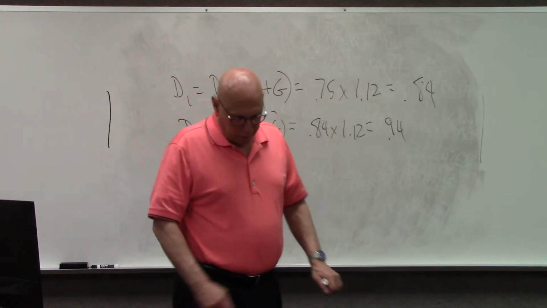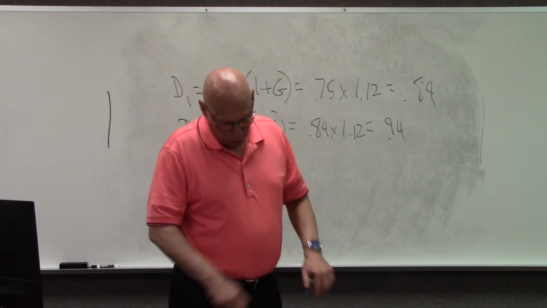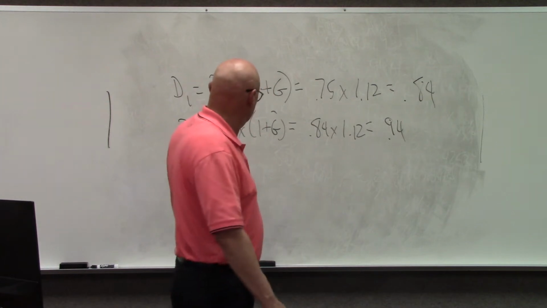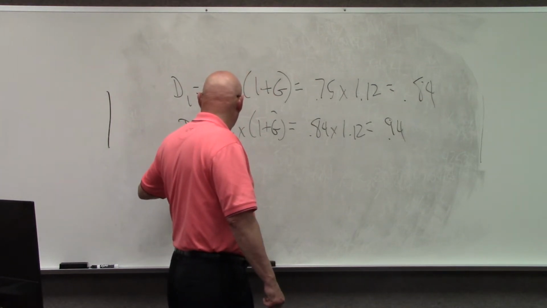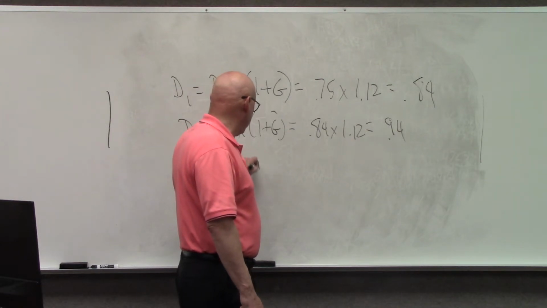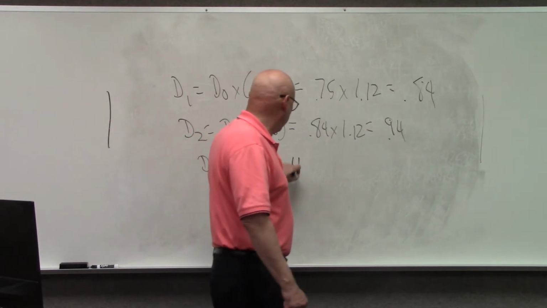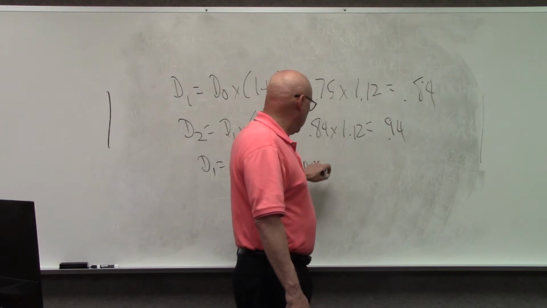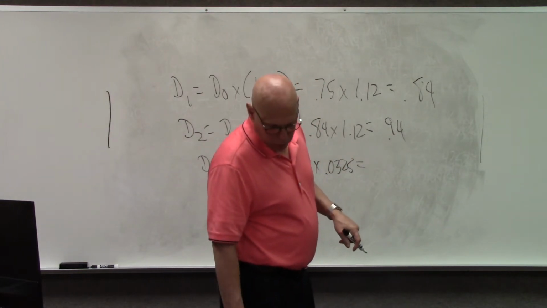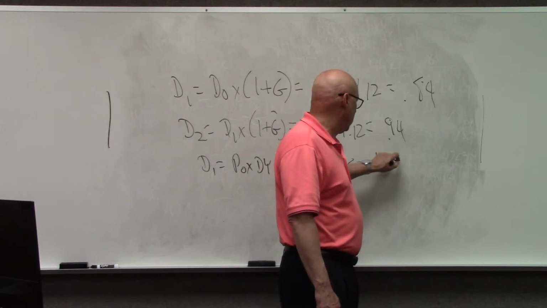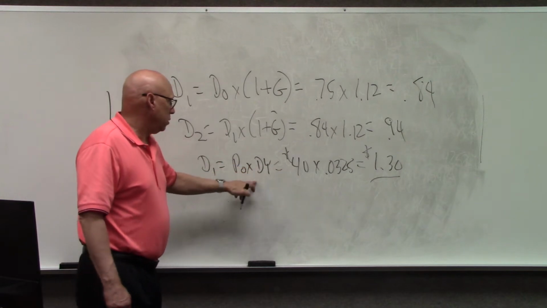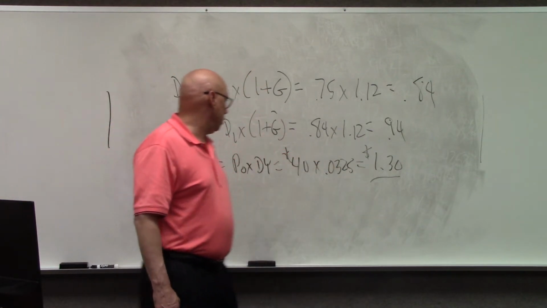Question 2. A company has a dividend yield of 3.25%. The stock is selling for $40. What is D1 expected to be? D1 equals P0 times DY equals 40 times 0.0325, which is $1.30. P0 times dividend yield equals the dividend.